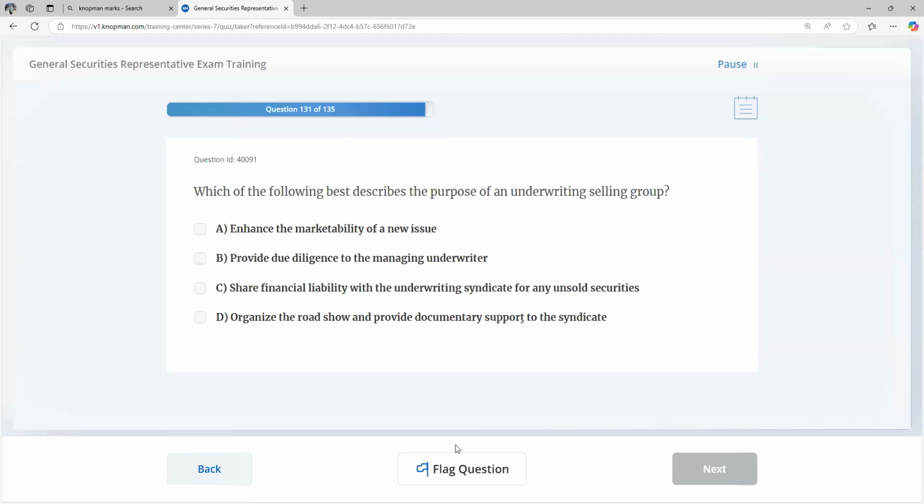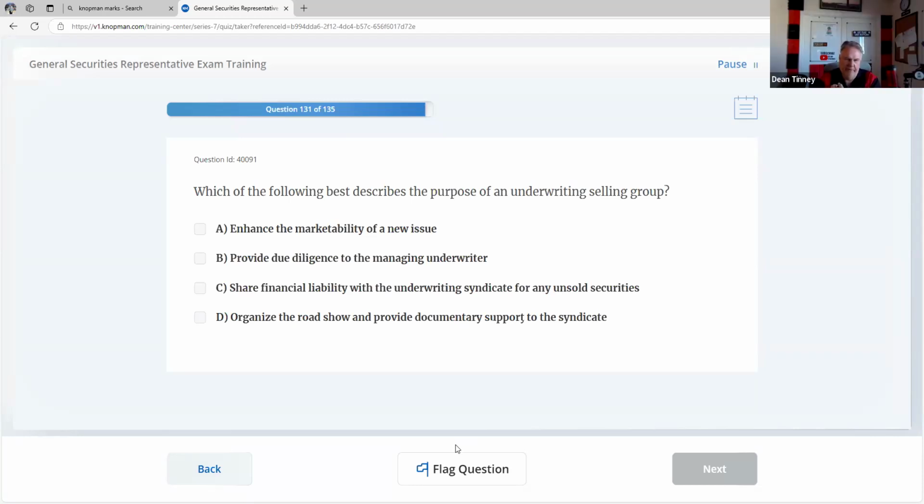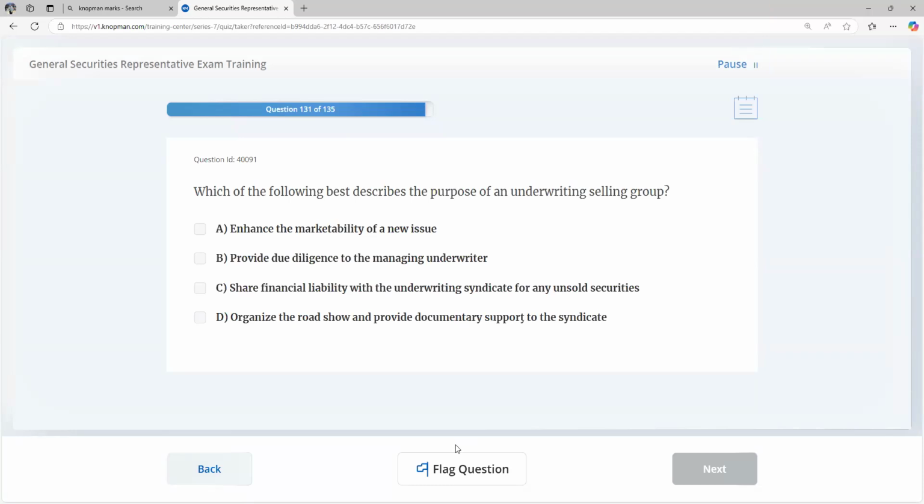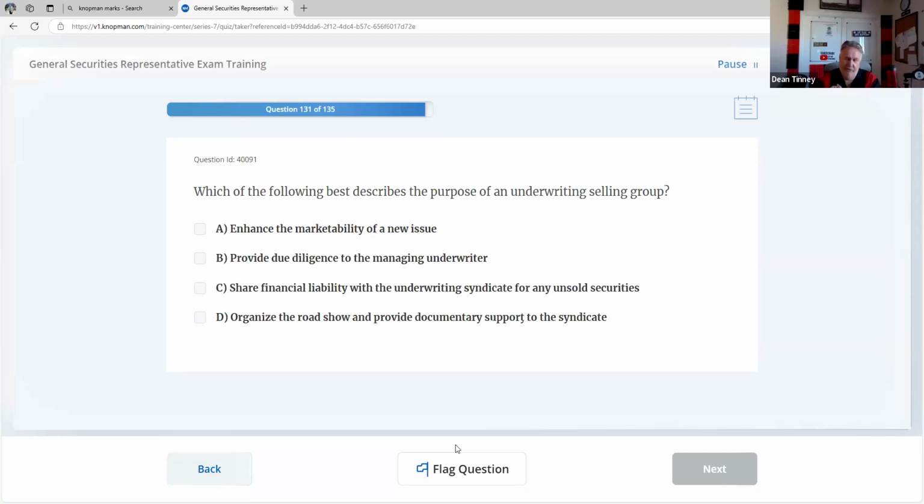The selling group. Yeah, I would have done this by process of elimination. Well, it's not the financial liability. Exactly right. So C is out.